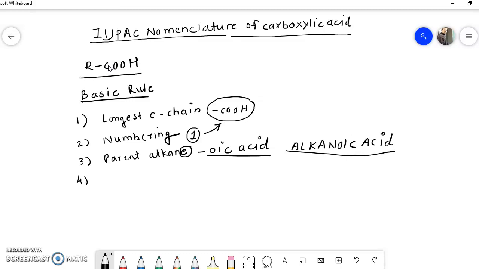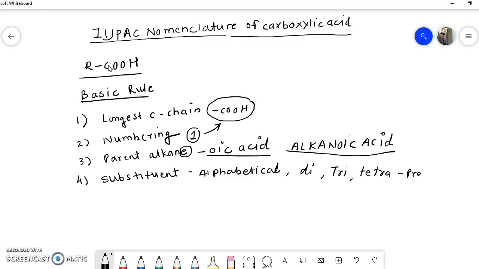All other rules regarding substituents are the same as we have seen in previous videos. We have to arrange the substituents in alphabetical order. If two same substituents are there, we use di. If three same substituents are there, we use tri. And if four same substituents are there, we use tetra. All these are prefixes, which means we write these words before the parent alkane name. So these are the basic rules of IUPAC nomenclature.